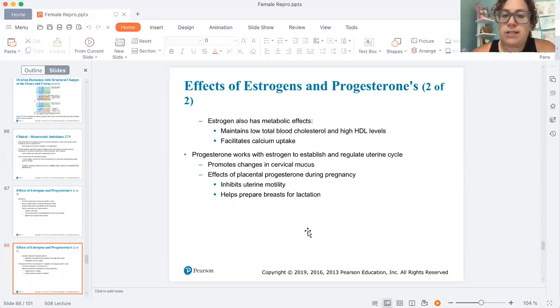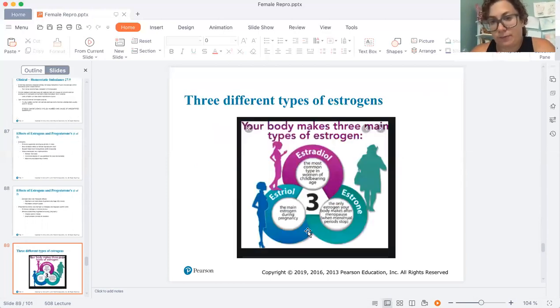Once there is a placenta in place, it will make its own progesterone, which is why the progesterone stays for a while. The progesterone from the corpus luteum stays for a while, and the placenta has enough progesterone to make itself. That inhibits uterine motility, which means it won't cause spasms like cramps, and it helps prepare the breast for lactation as well.